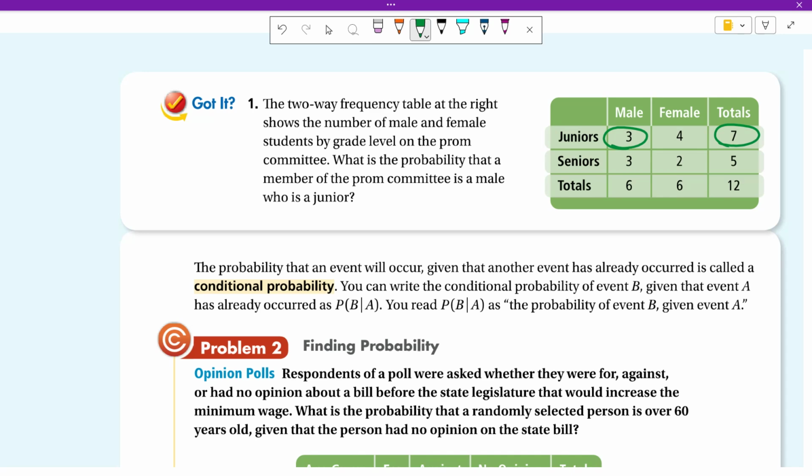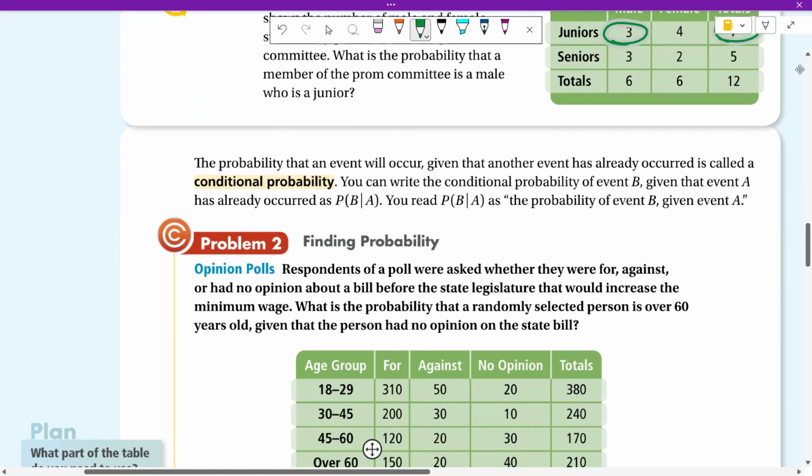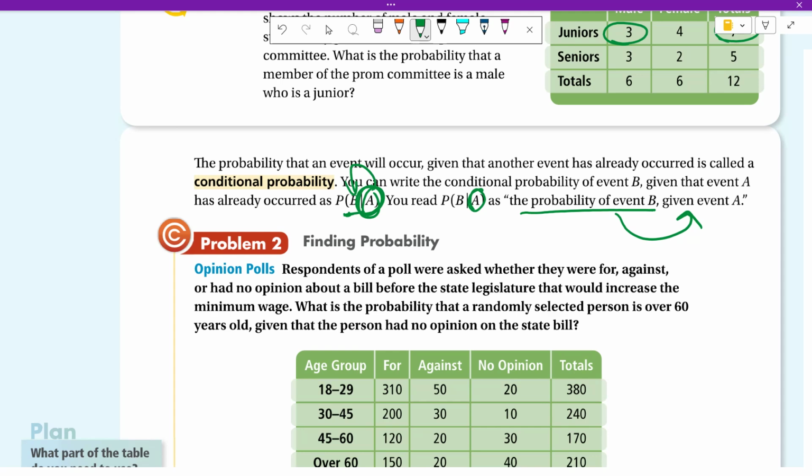Okay, but they said a male who is a junior, so then you got to just look at the juniors. Conditional probability is, you'll see this with the line in it, the probability of event B given that event A. So you have to look at these people and then figure out that probability. You look at all the totals of A and then you look at B.